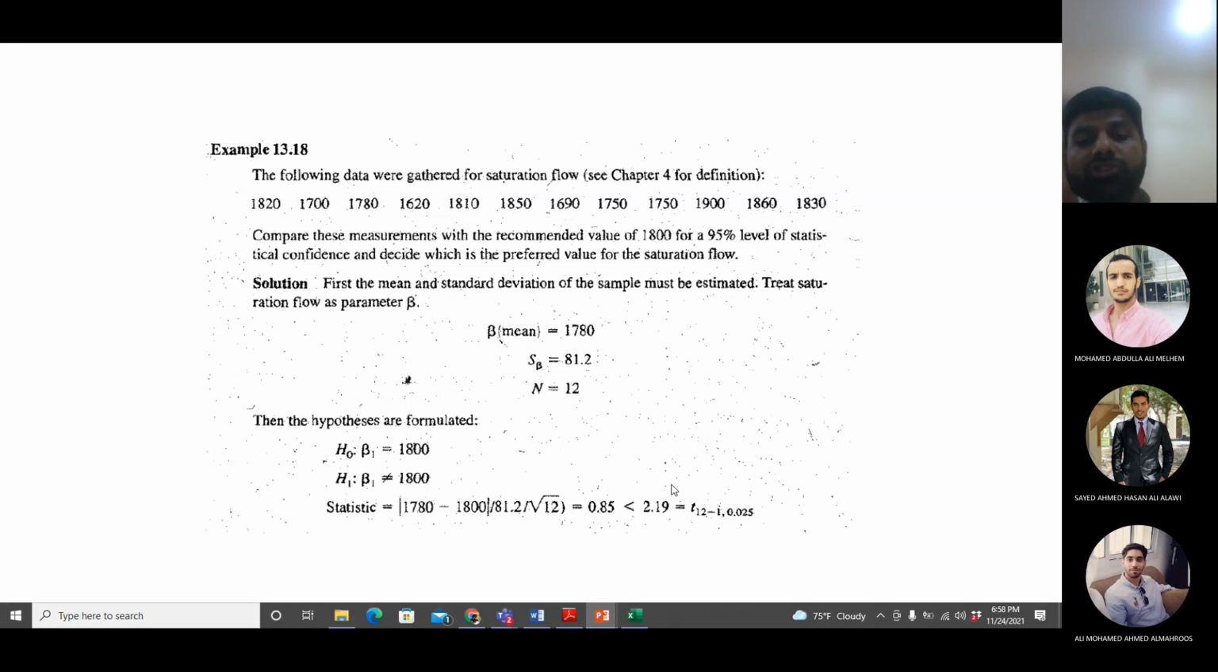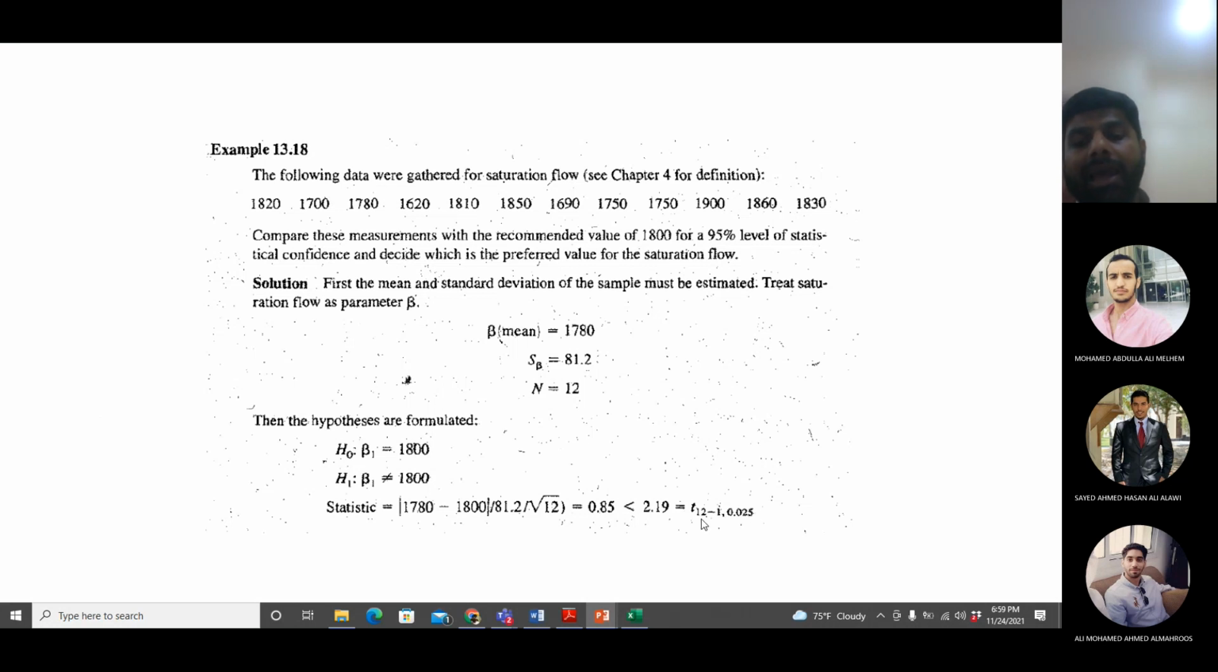Now, to check the t value, I must know two things. First of all, I must know alpha, how much error I'm allowing. So 95% confidence means 5% alpha. I'm allowing 5% error. So alpha by 2 will be 0.025. To check the value of t from the table, I need alpha by 2, which is 0.025.